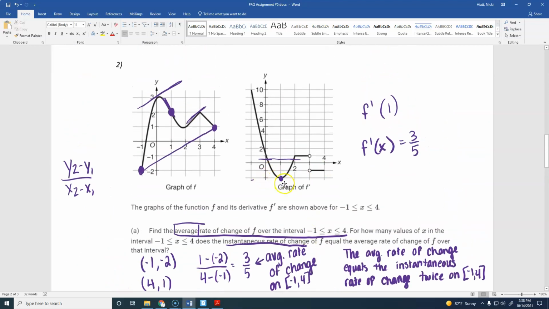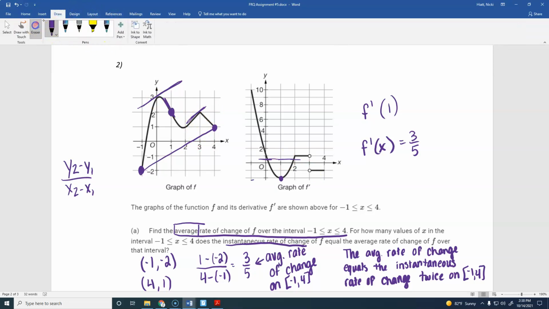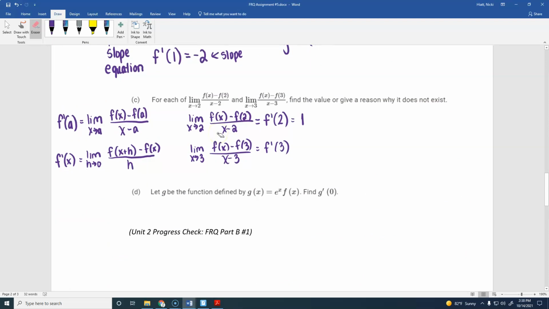So if I look up here at 3, I've got nothing. Both of these are open circles. If I look over here at the graph of f, what do I see right here? Let me erase all my nonsense there. At 3, I have a sharp turn or a cusp on the graph. So we can say does not exist.